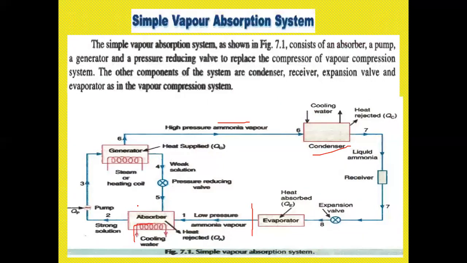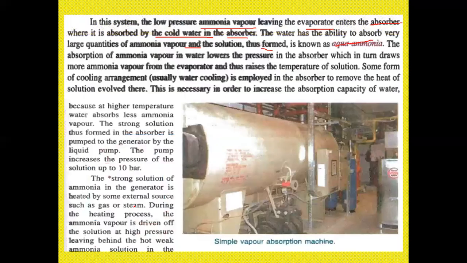So here it is pumping. It is forming aqua ammonia. Now this absorption of ammonia vapor in water lowers the pressure in the absorber, which in turn draws more ammonia vapor from the evaporator and thus raises the temperature of the solution. Some form of cooling arrangement, usually water cooling, is employed in the absorber to remove the heat of solution evolved there. This is necessary in order to increase the absorption capacity of the water.